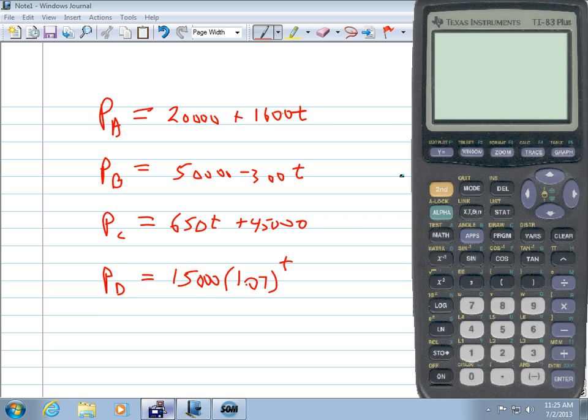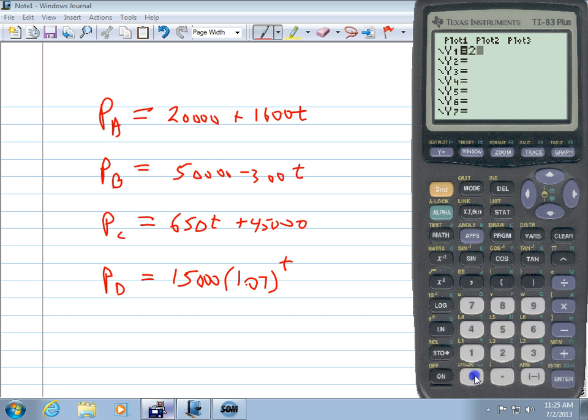All right. So how do you graph this? Well, again, you know that A, B, and C look like lines, but D doesn't look like a line, does it? Let's graph this. Turn it on. Go to Y equals. Everyone should have a T83 to follow along, or an 84. That's fine.